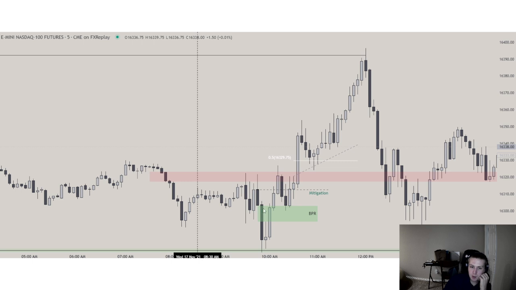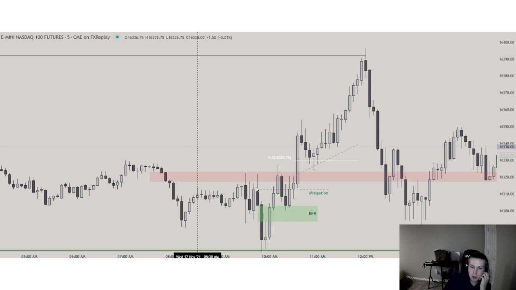We then have a balanced price range. We have a fair value gap in and then a fair value gap out. As soon as we have this fair value gap out, we know the probabilities are more in your favor for a buy side run than for a sell side run. So here we have the balanced price range. We act on that balanced price range.